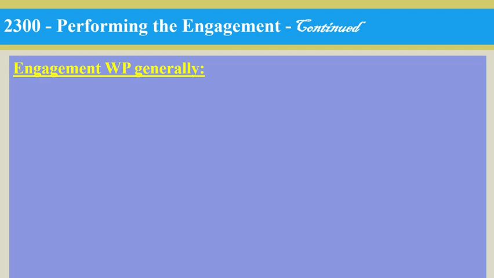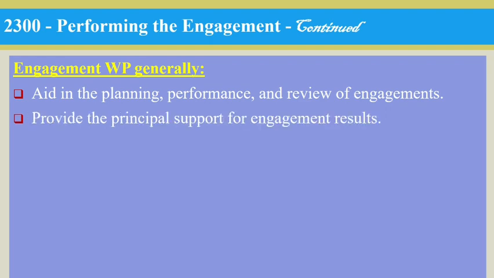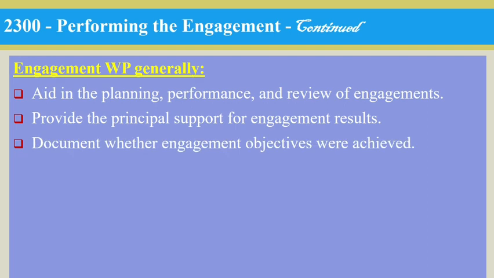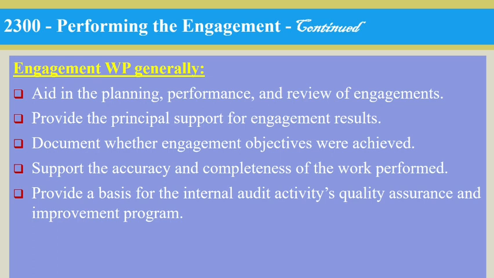Engagement papers generally aid in the planning, performance, and review of the engagement. They provide the principal support for engagement results. So you can support your opinion, your conclusion by the working papers. They document whether engagement objectives were achieved, support the accuracy and completeness of the work performed, provide a basis for the internal audit activity's quality assurance and improvement program, and facilitate third-party reviews.